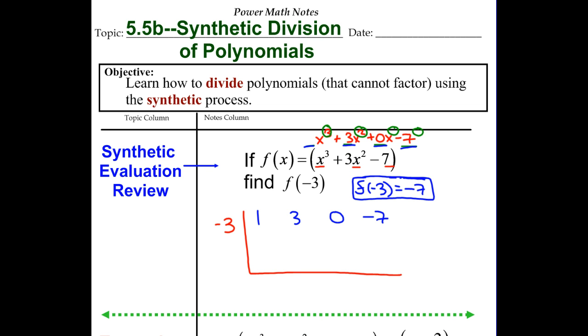Now, let's actually do the synthetic division. So first thing we do is we always bring down that first number. Now I'm going to take that number and multiply it by negative 3. Well, 1 times negative 3 is negative 3. Now I'm going to add those two numbers. So 3 plus negative 3 is 0. Negative 3 times 0 is 0. Add those again. Multiply. Oops, I don't know where I got negative 3 from there. Negative 3 times 0 is 0. So we add those up, and we will end up with, lo and behold, negative 7. Got the same answer. That's synthetic evaluation.